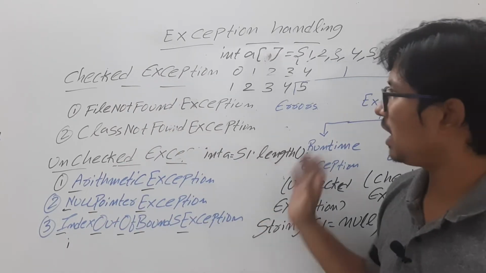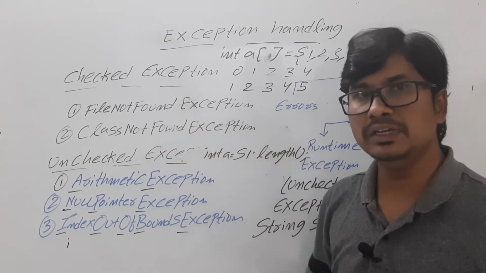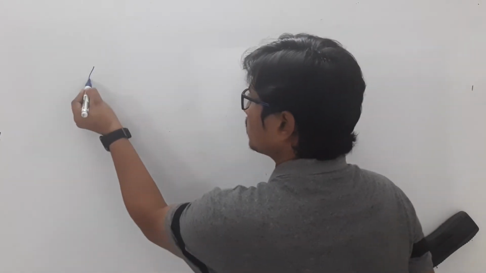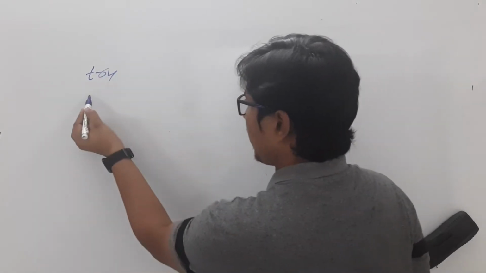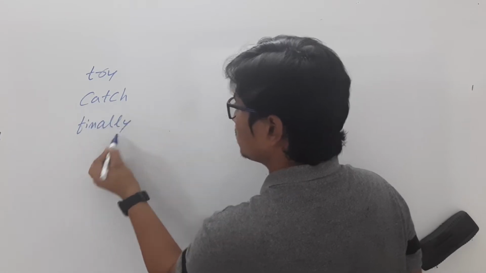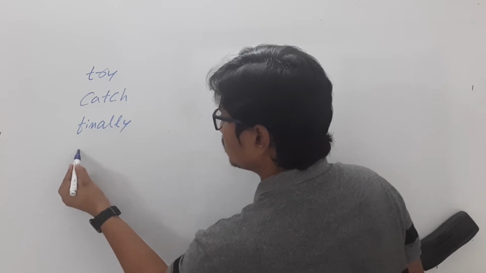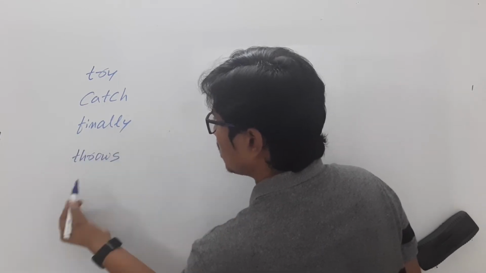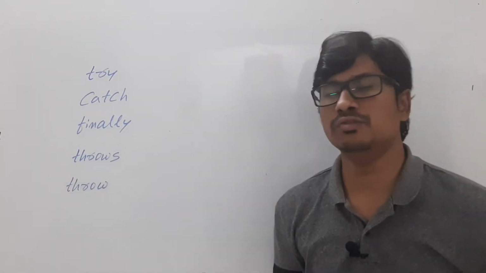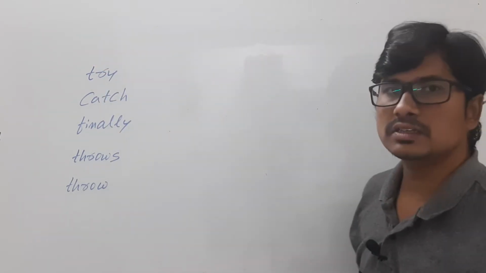Now I will erase this entire content and discuss 5 keywords which will be very useful in exception handling. The 5 keywords are try, catch, finally, throws, and throw. So these are the 5 keywords useful for you to handle the exception. Now let me discuss each one.